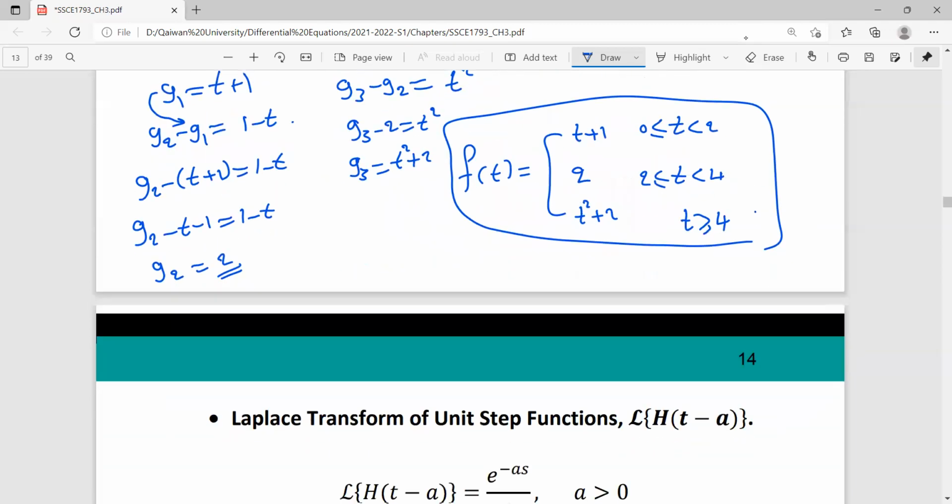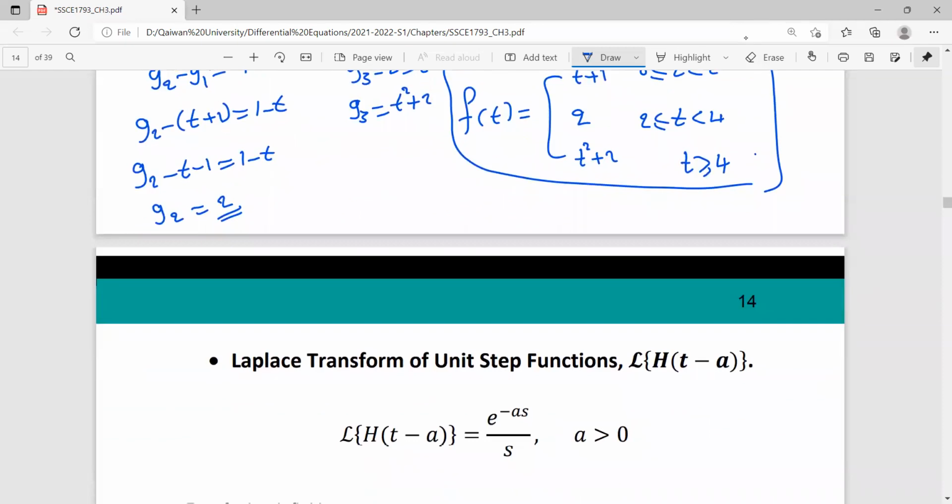Okay, so let's see. If you have given t squared minus 2 plus t minus 1 times h of t minus 8 plus t squared times h of t minus 3. This one is G1, because we have no h here.